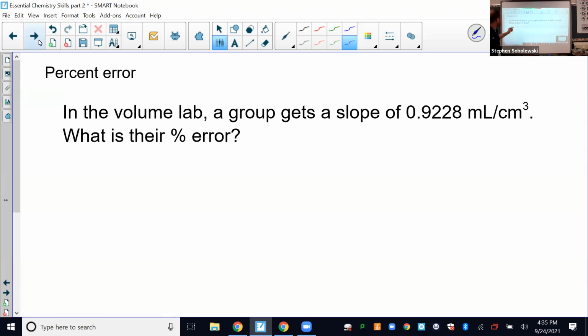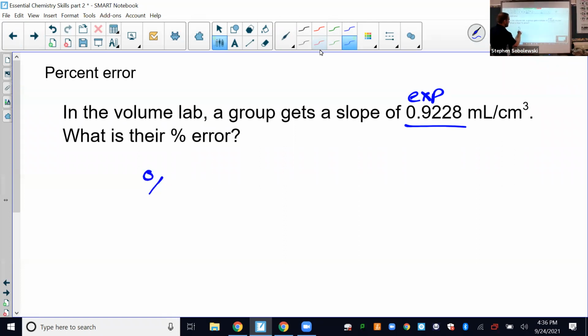Here's a sample problem. In the volume lab, a group gets a slope of 0.9228 milliliters per centimeter cubed. What is their percent error? Now, hopefully by this point in the year, you are familiar with the volume lab and what the desired slope is, which is exactly 1 because 1 milliliter equals 1 centimeter cubed. Hopefully I'm not spoiling that for anyone. So this right here, which value is that? Experimental or theoretical? That's the experimental value, because it's what they got in their experiment. What's the theoretical value? Exactly 1.00000.